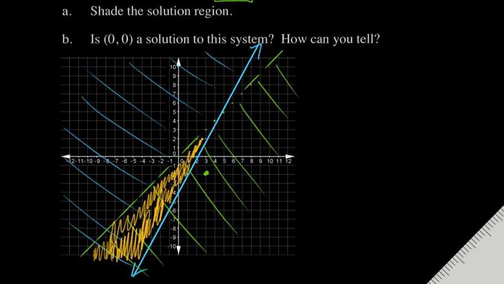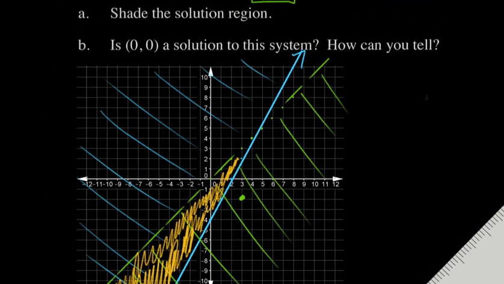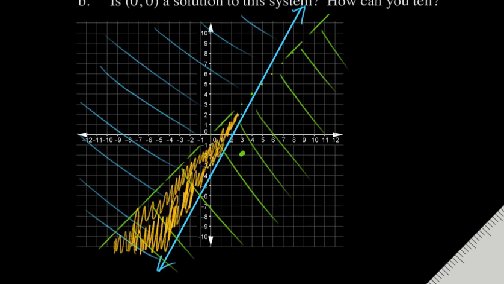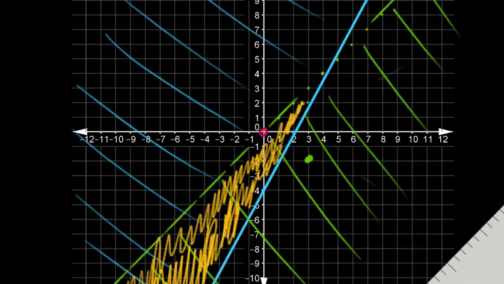It does say, is 0, 0 a solution to the system? How can you tell? Well, if I look at 0, 0, it is true that 0, 0 is a solution for the blue line, right? It's clearly above that, but it has to work for both. Because the line y is equal to x is not a solution, and the second inequality says y has to be less than x. Well, 0 is not less than 0, so this point right here, 0, 0, is not a solution.